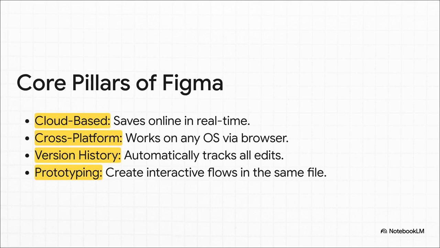Being cloud-based means you can finally stop hitting save every 2 seconds. It's cross-platform, so it doesn't matter if you're on a Mac, PC, or Linux. If you've got a browser, you're good to go. The version history is an absolute lifesaver. It's like a time machine for your project. And maybe best of all, you can build clickable interactive prototypes right there in the same file. No need for a separate app.